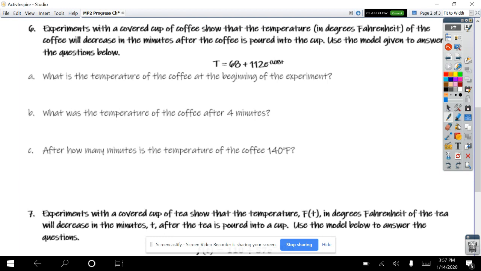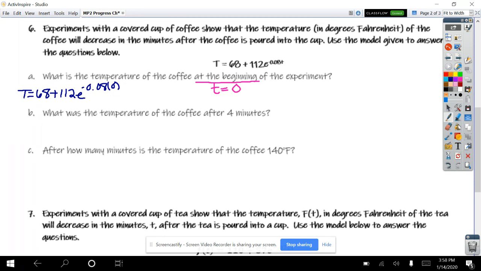So what is the temperature of the coffee at the beginning of the experiment? So you need to recognize that when it's talking about the beginning of the time, that's asking you about when t is equal to 0. So I need to plug 0 into my function. So t equals 68 plus 112 e to the negative 0.08 times 0. This is just like the previous example we did.